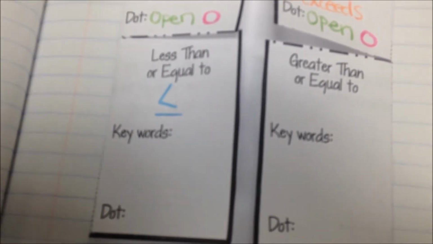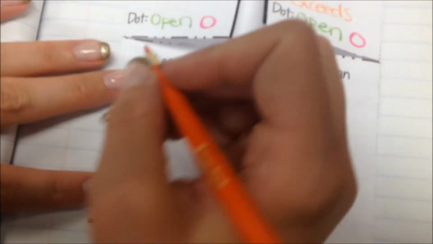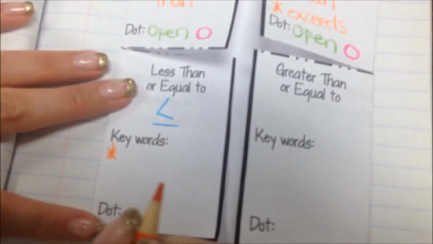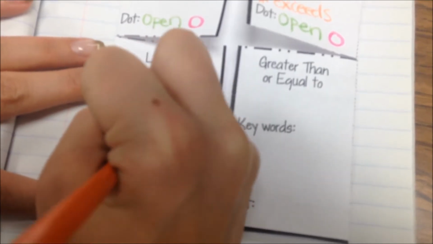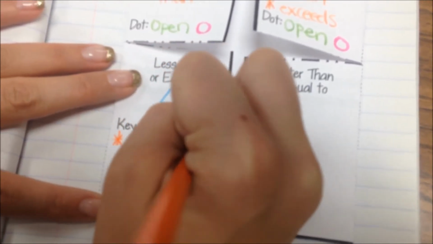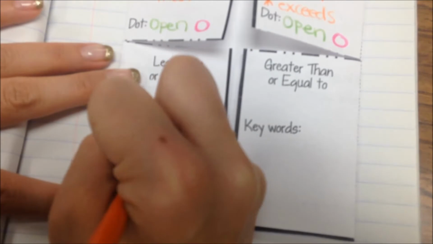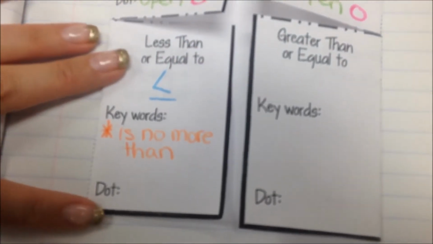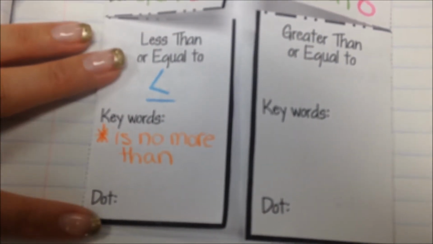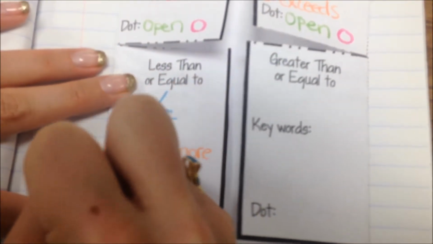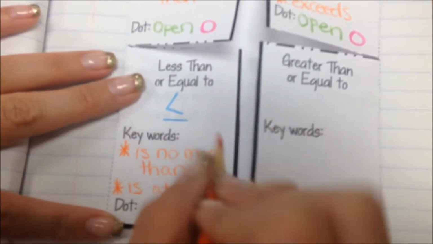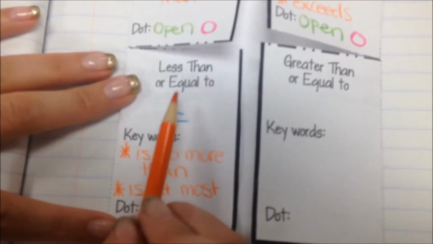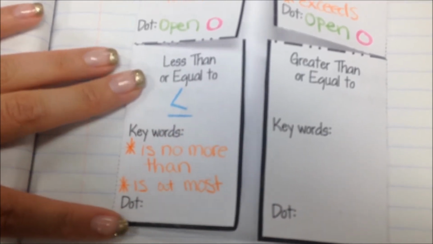Okay, less than or equal to. One of my key phrases, I'm going to have two of them, but one of them is the phrase is no more than. And my other key phrase is at most. Is at most. So if I see either one of these phrases, I know that I'm supposed to use the less than or equal to symbol.